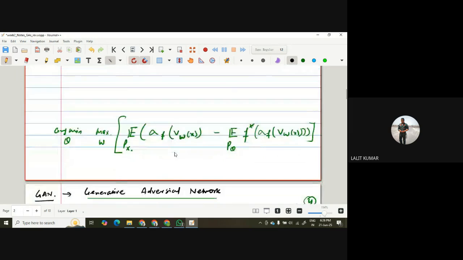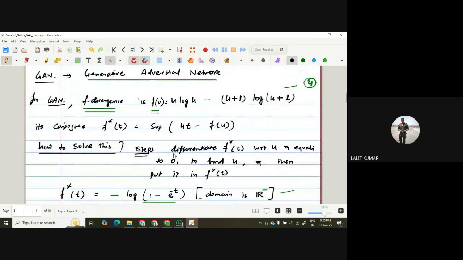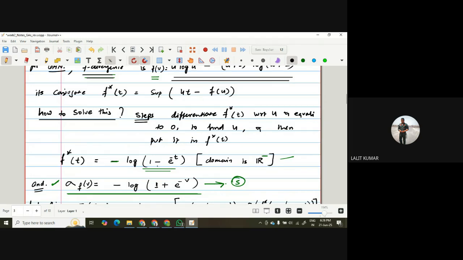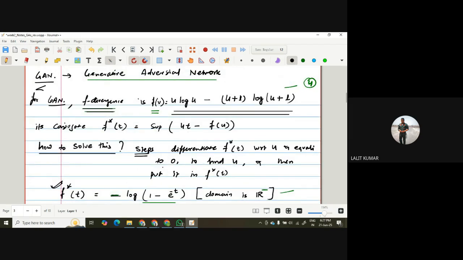In generative adversarial networks, we use the f-divergence where f(u) is equal to u log u minus (u plus 1) log (u plus 1). For this, the activation function is minus log (1 plus e to the power minus v). And when we find the conjugate, it comes out as minus log (1 minus e to the power t). Its domain is R minus. So these are the steps again, and from here we have started with GAN.